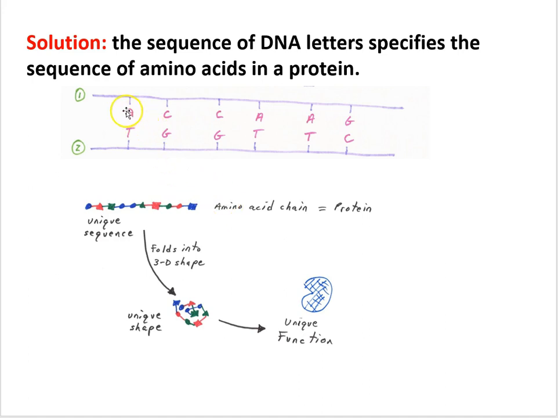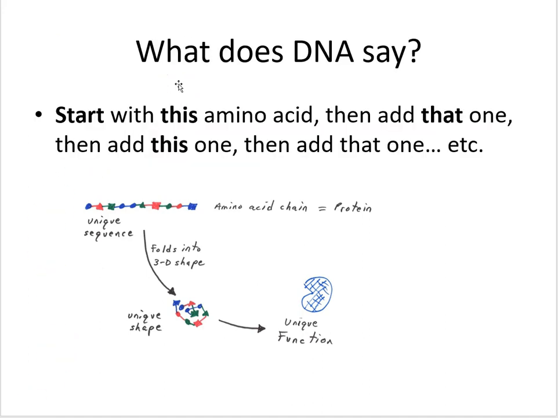Now, you'll notice there is another strand of DNA, and it has a different sequence here. That's the complementary strand. Well, the cell has its ways of knowing which of the two DNA strands is the recipe for the protein. But that is a technical story that we're not going to tell at this point. So again, to reiterate the point, what does DNA say? It says something like this: start with this amino acid, then add that one, then add this one, then add that one, etc. So the DNA code is a code to build a protein one amino acid at a time.